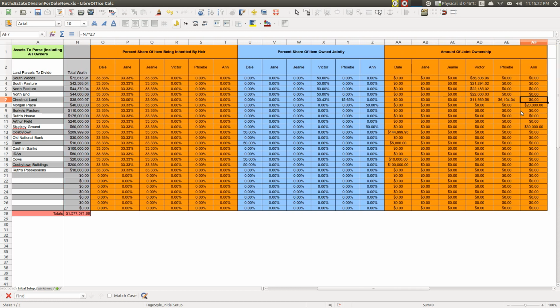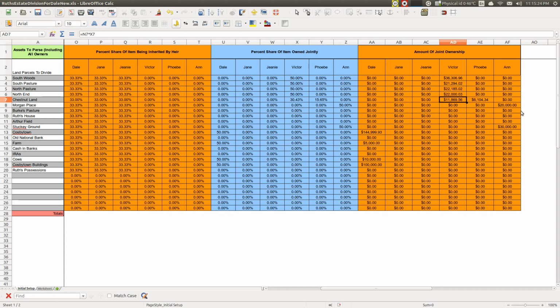And the final thing you have to do, you don't have to do a thing on this sheet. What it does is show the amount of dollars of joint ownership. Like Victor currently owns $36,306.96 of the South Woods by my old figures. And it shows what you currently own.